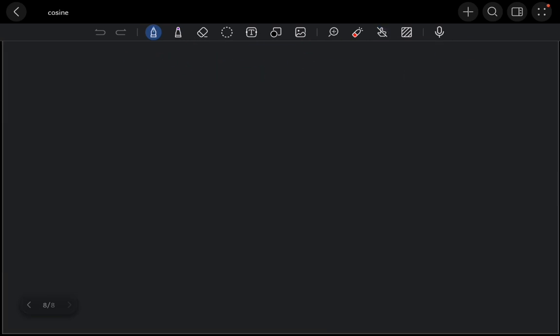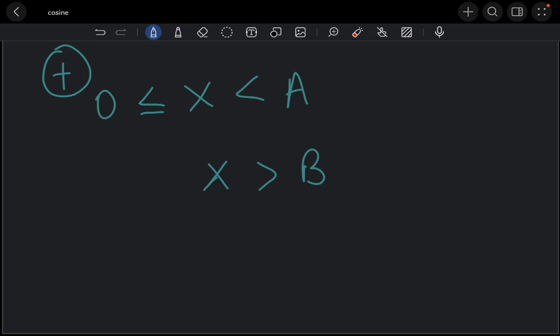So positive from x from 0 to A, and then x greater than B. These are the points, or domains, in which this function f of x is equal to sin x is positive.